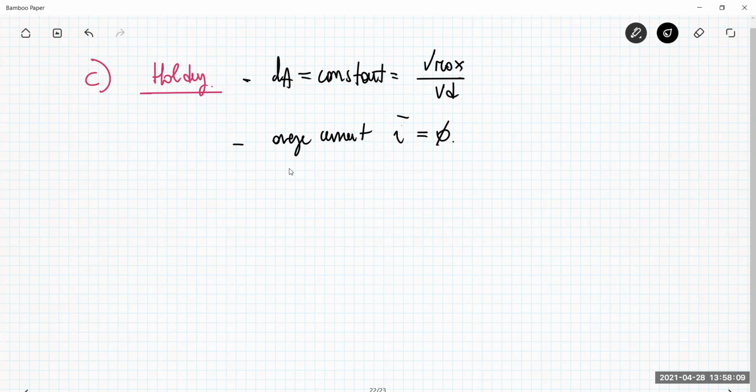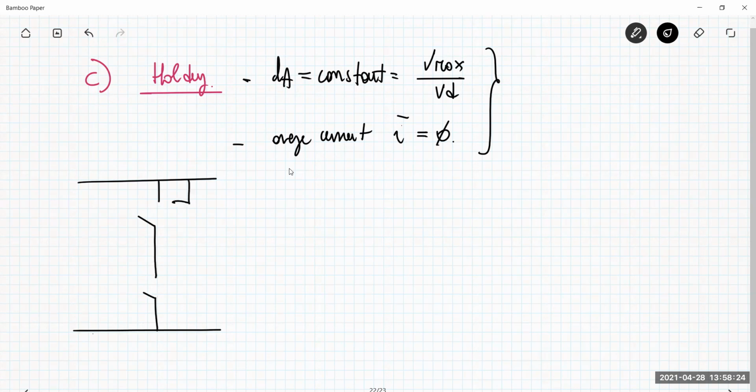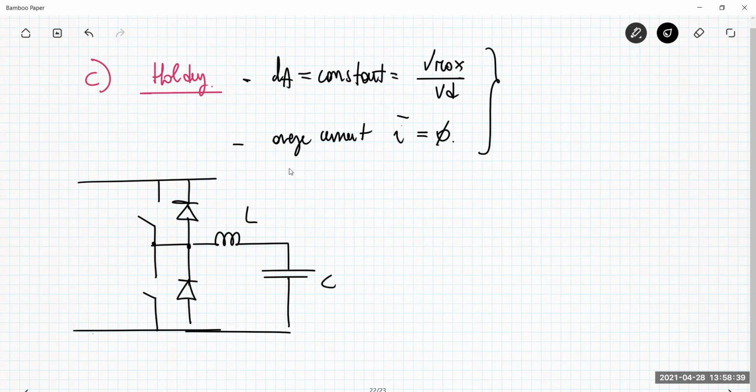This is the average current, which is null. What about the instantaneous current flowing in this circuit? Let me just redraw again. The half bridge, CL, etc. PD.